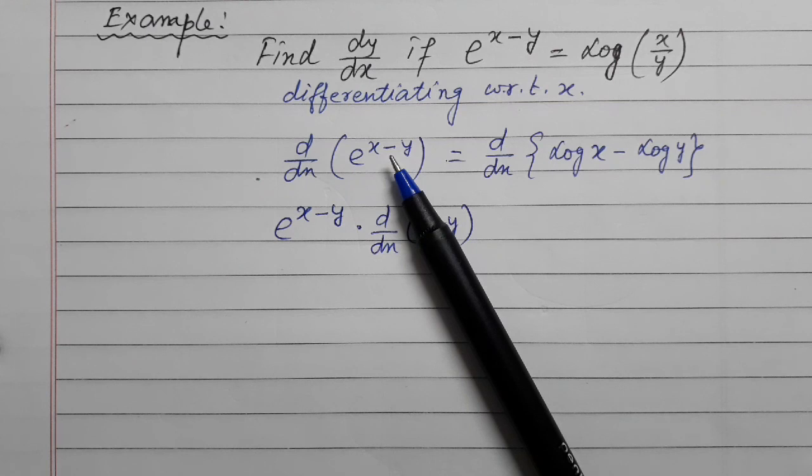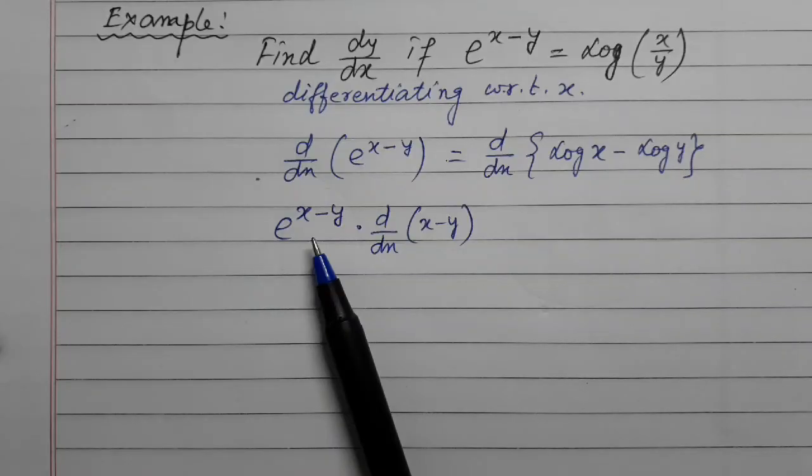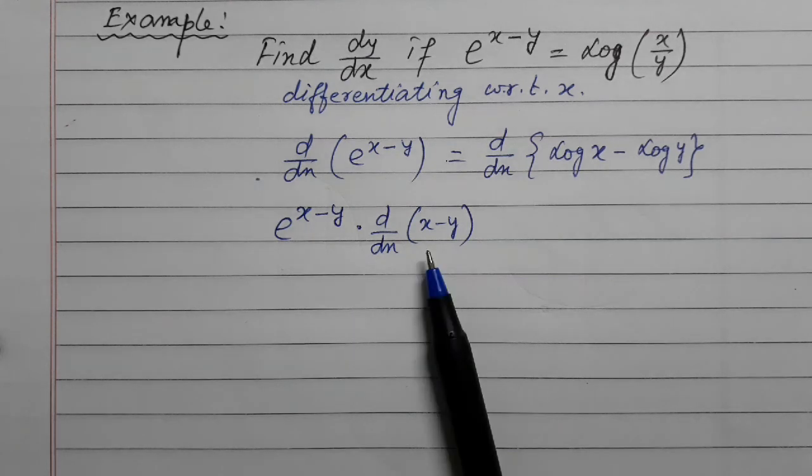Here we will consider x minus y as a single term, that is, t. Then we will differentiate as if it is e to the power t. So the differentiation of e to the power t is e to the power t, but we will write e to the power x minus y, then into the differentiation of whatever we have assumed as t, that is the differentiation of x minus y.